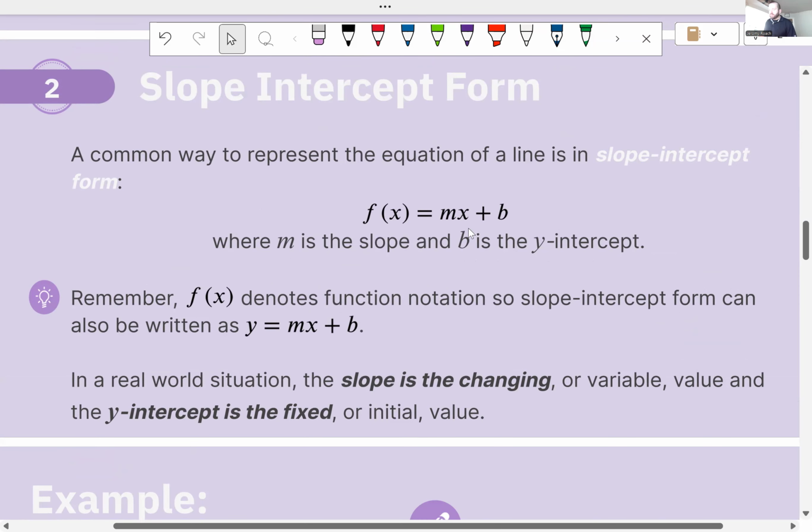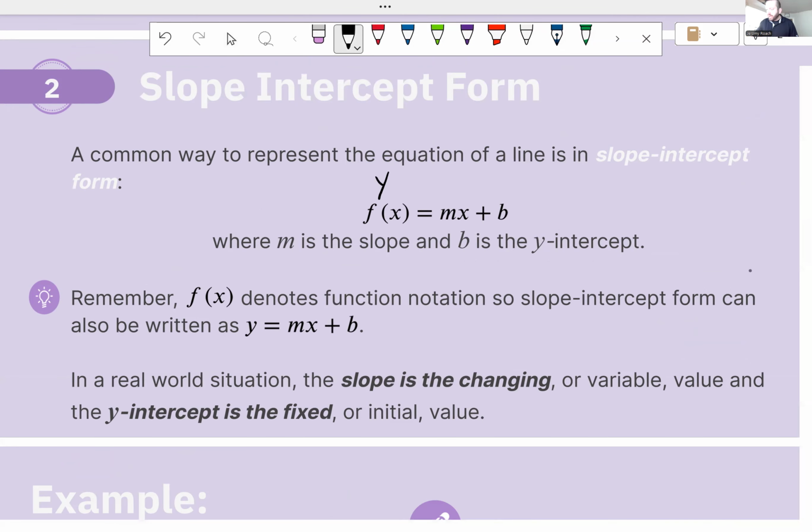Slope-intercept form, we can write it f of x equals mx plus b, or we can write y equals mx plus b. Either way is perfectly acceptable. In a real-world situation, the slope is changing, and the y-intercept is our fixed value. So that means that m is our slope, and that's what tells us how steep the line is. If it's really steep like that, our slope's going to be a bigger number. Slope is usually written as a fraction or a whole number. If it's a whole number, you can always write it as a fraction. So if m equals 4, you can write it as m equals 4 over 1.